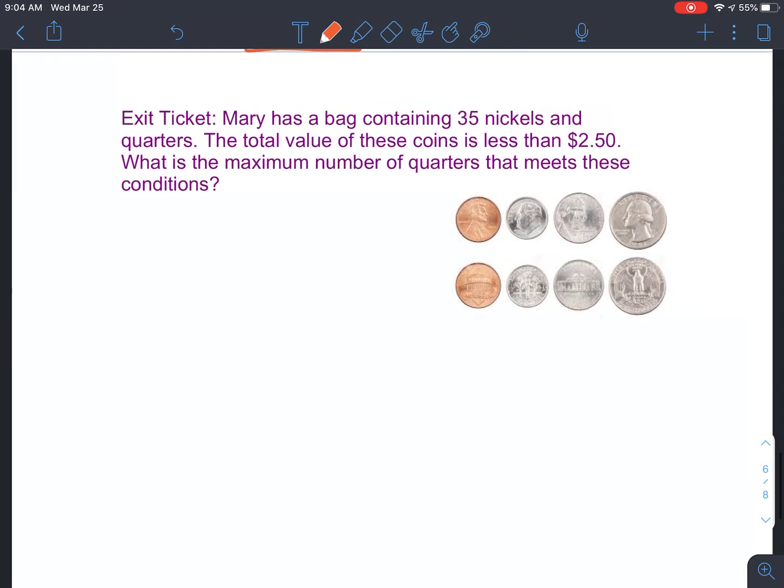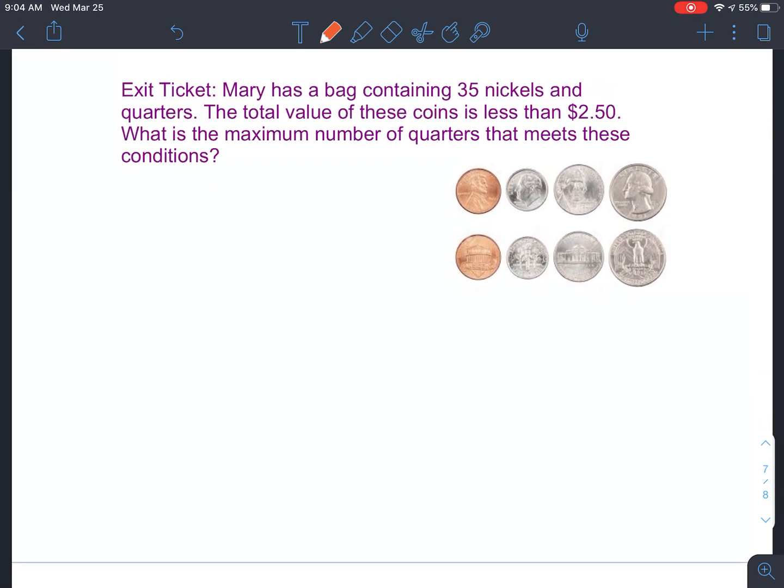All right. So as part of your assignment for today, in addition to watching the videos, I'm going to ask that you complete this exit ticket. It says Mary has a bag containing 35 nickels and quarters. The total values of these coins is less than $2.50. What is the maximum number of quarters that meets these conditions?